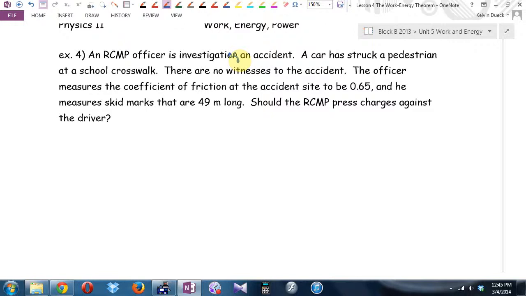We need to find out if they're speeding. We need to take what we did in the previous question and sort of reverse the entire procedure. We're going to start out by asking how much work was involved here.